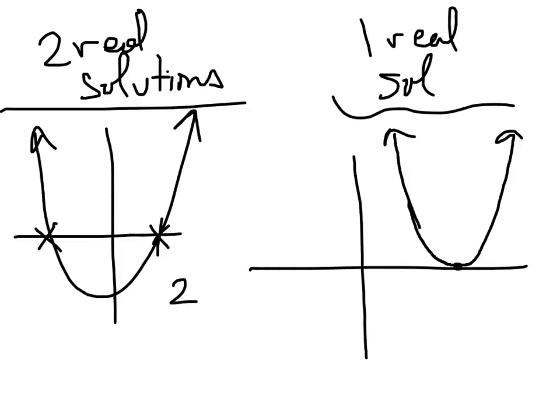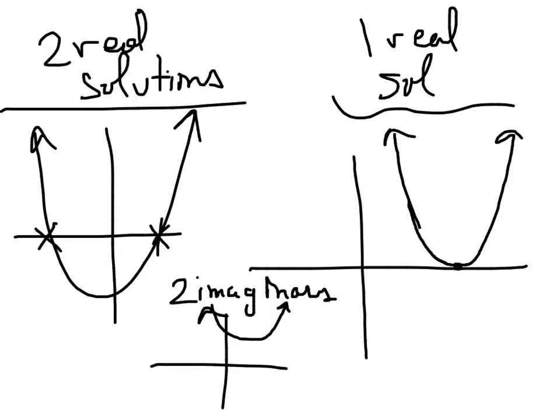For 2 imaginaries, where's it going to hit? It's not, right? So it's going to be either above it or below it, depending on which way it's going to open. So if it does hit the x-axis twice, it has 2 reals. If it just comes down and hits it once, it has 1 real. And if it comes down and never hits it at all, that's the imaginary solutions. So a couple of them are going to just give you the picture and ask how many solutions, or what type of solutions, you have. What do you think so far?